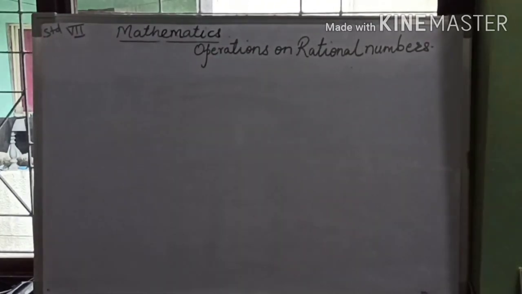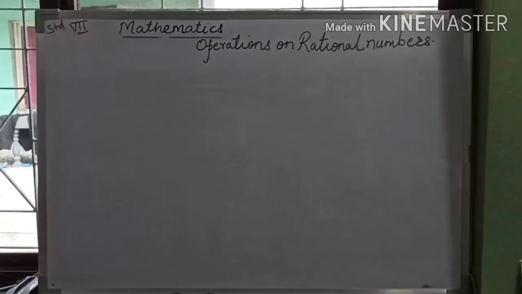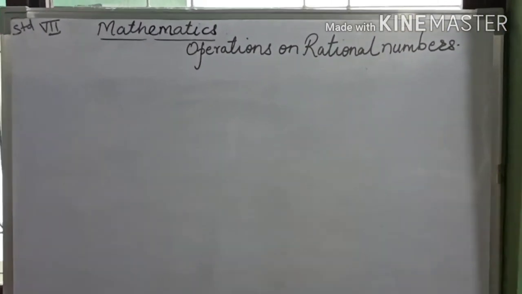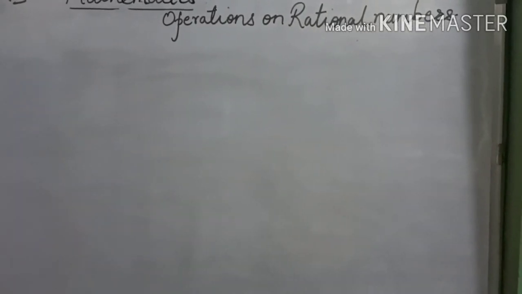Welcome student. This is the continuation part of the first part of the video on the chapter Operations on Rational Numbers. We studied what is a rational number in the first video. Also you learnt about the multiplicative inverse. Again we can see the examples.